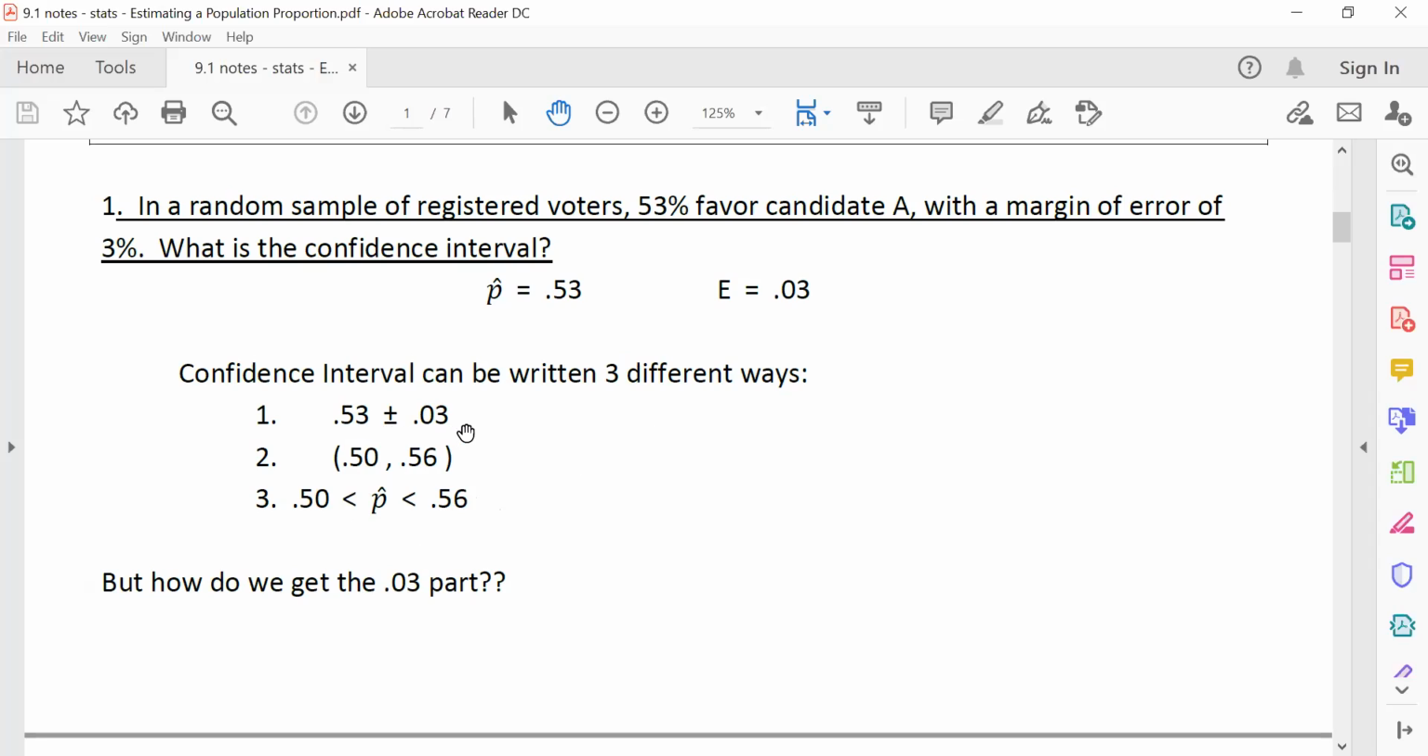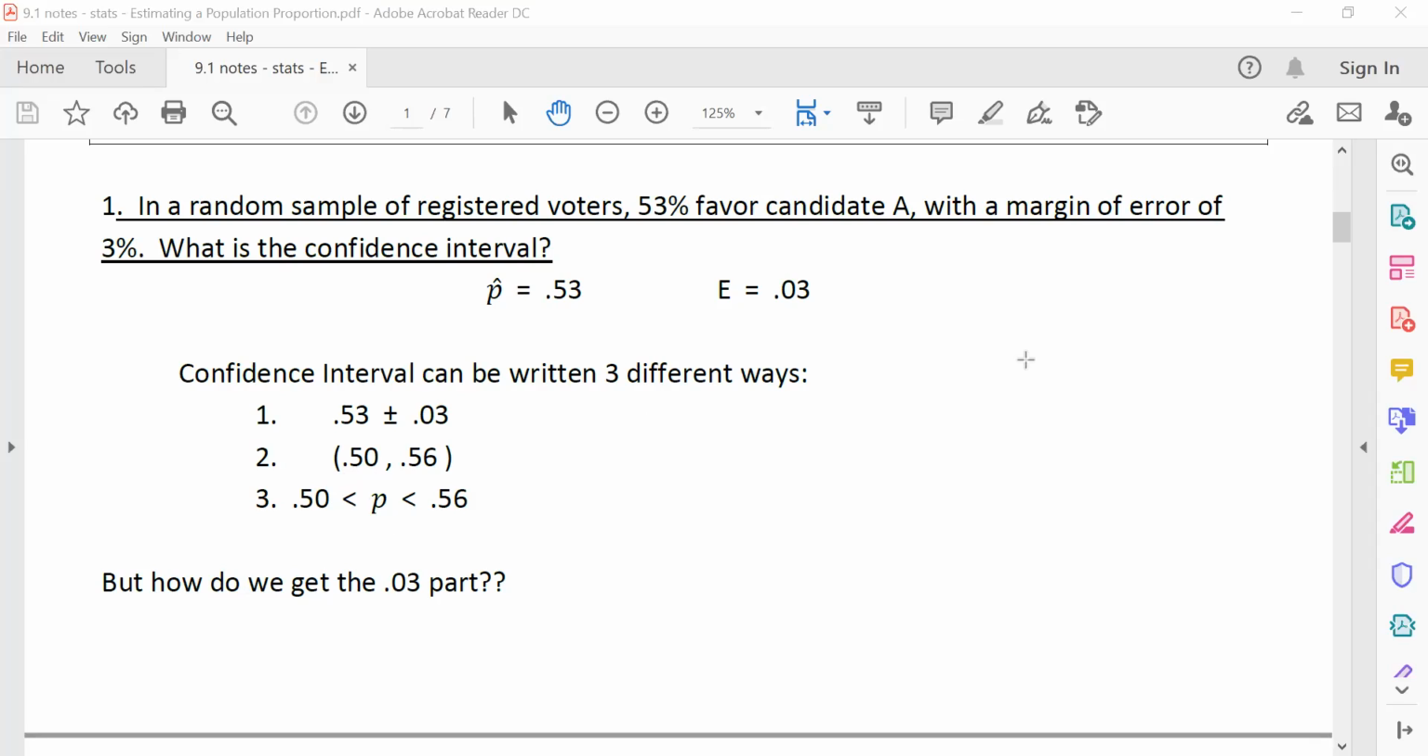This is exactly how we write it. We use parentheses on either end and a comma. That is borrowed from algebra, in real numbers, and this is an interval of real numbers. And what we're saying is that the population proportion, we believe, is going to be in that range of values. It is an estimate, but it's an interval estimate.